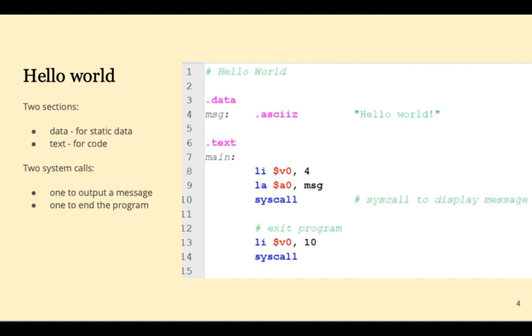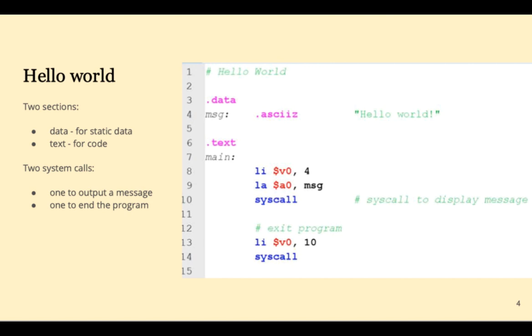MIPS assembly language programs have two sections, one for data and one for code. .data defines a section of memory for static variables. In this case, there's only one item, an ASCIIZ or null-terminated string that's associated with the label msg. .text defines the code section of memory.